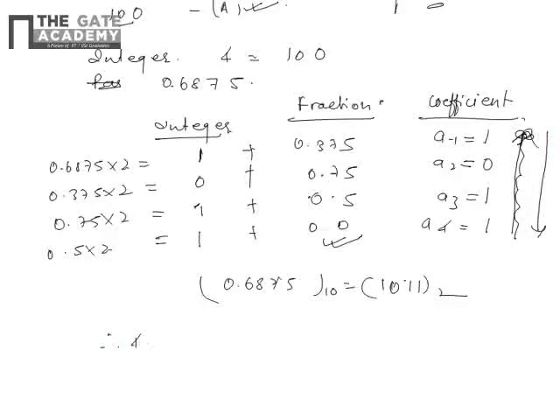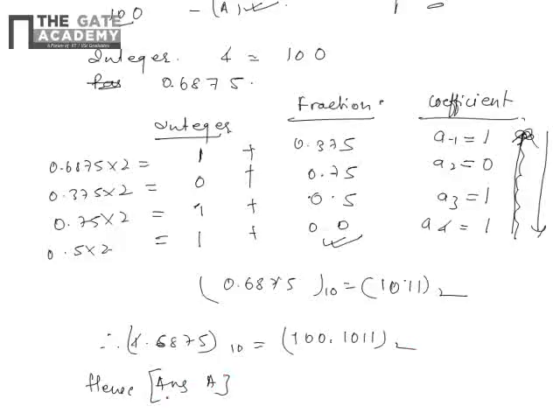Therefore, 4.6875 in decimal will be 100.1011. This will be the answer. So hence the answer is A. Okay, thank you.